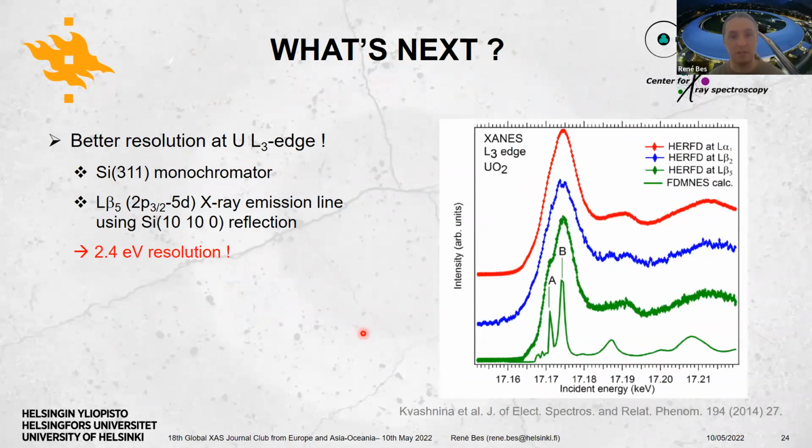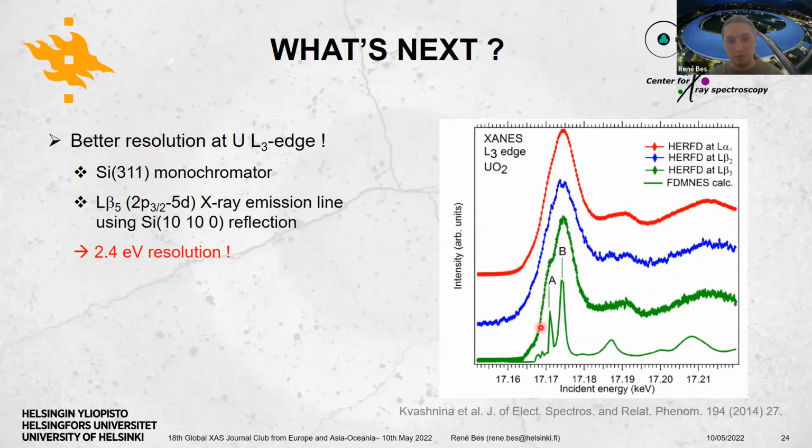And a little bit to tease you, what's next? We wanted to have even better resolution at L-HERFD, and this would be possible by using another monochromator, silicon 311, and going to the L-beta-5, so as to reduce the core-hole broadening of the 5d electrons. In the past, it has been shown by Krishna Vashnina that it's possible to achieve a resolution on the order of 2.4 electron volts at uranium L-HERFD, shown here on uranium dioxide.